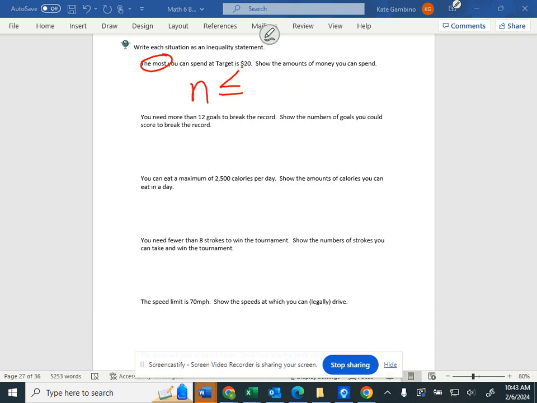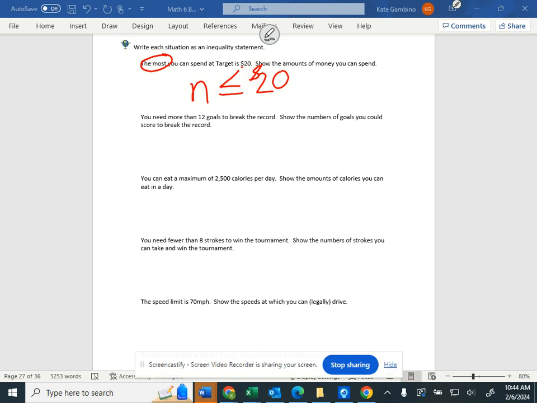So I can spend less than $20, or I can actually spend all $20. But I can't spend any more than that. So we use our terms from the page before to help us know what the symbol is. And then we have to think through. So this is going to take some thought. Where do we put the n? Where do we put our number? Does it make sense? So you have to look at it logically.